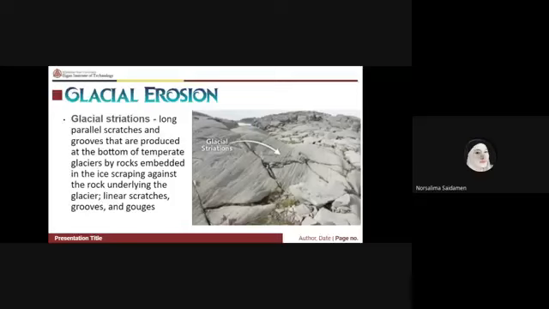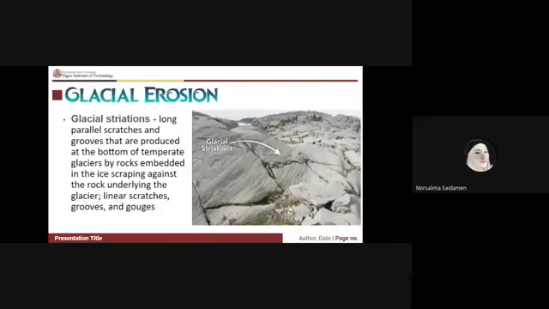In glacial erosion, we have the small scale erosional features. We have the glacial striations. Glacial striations are long parallel scratches and grooves that are produced at the bottom of temperate glaciers by rock embedded in the ice scraping against the rock underlying the glacier. Glacial striations are scratches or grooves cut into bedrock by glacial abrasion.